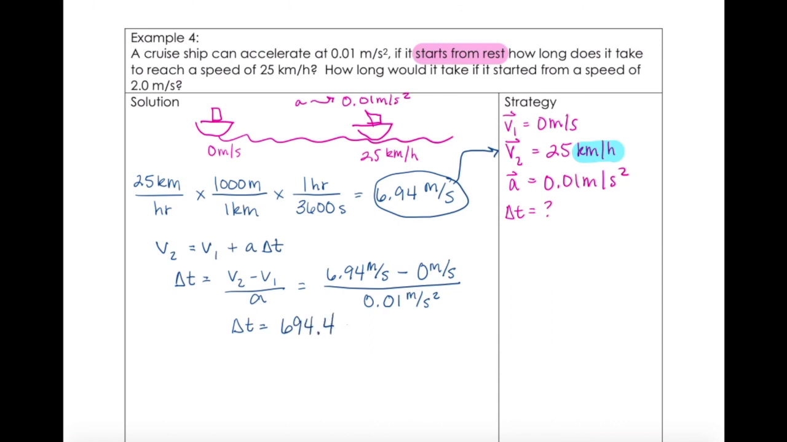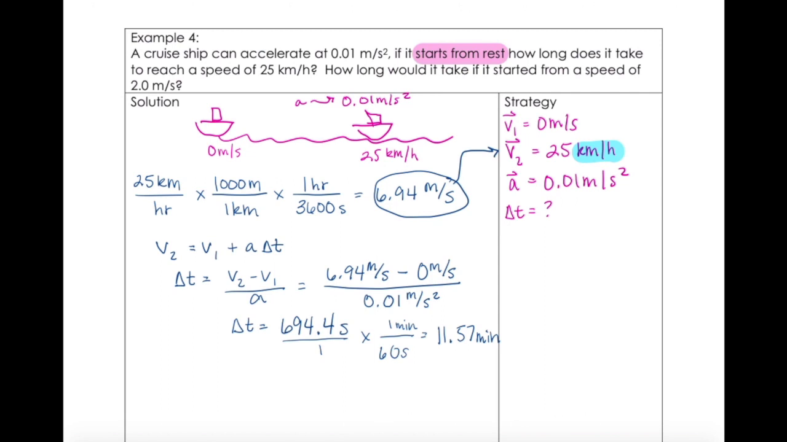Okay, and we will get that our delta T is 694.4 seconds. Okay, and to put this in terms that are meaningful to us, we can change it to minutes. So we put this over 1. There are 60 seconds in 1 minute. And so we should get 11.57 minutes. Okay, and generally I will always tell you for the problem that I want an answer in a particular unit.